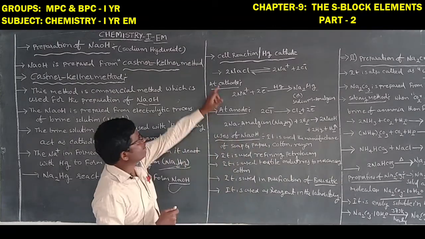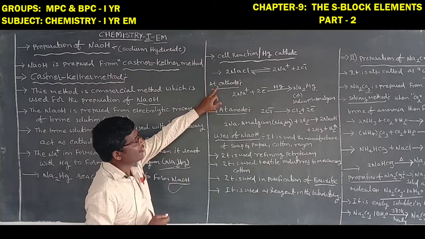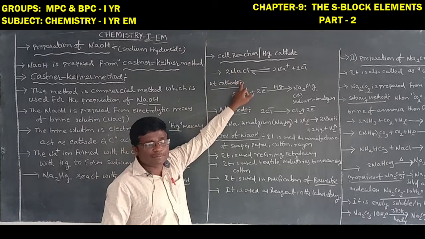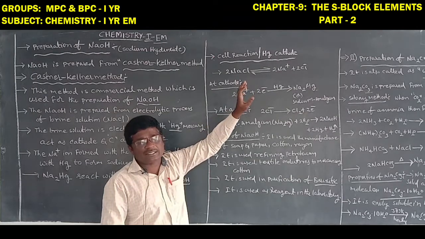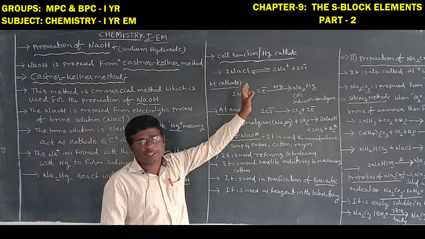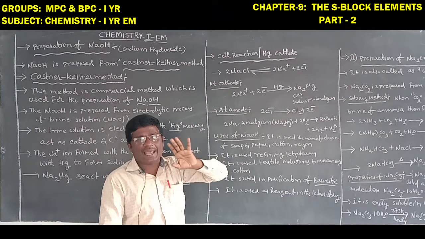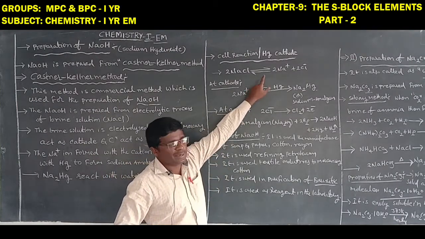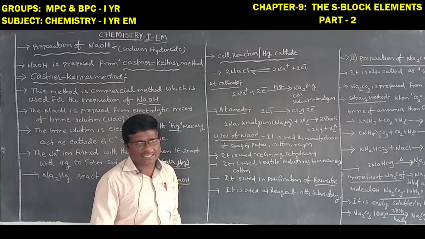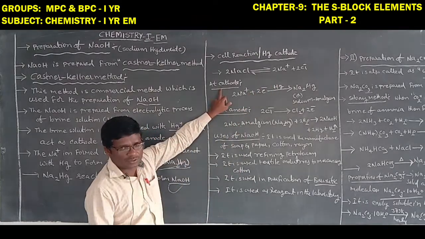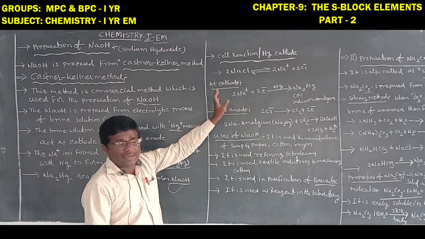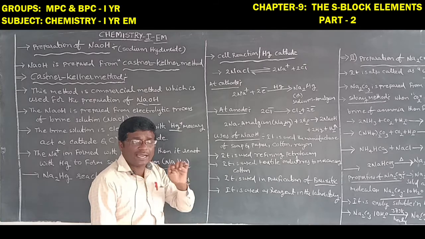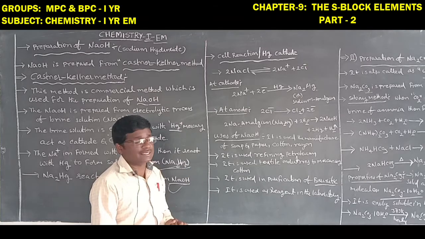In this Castner-Kellner method, the cell reaction with the mercury cathode is as follows. Sodium chloride, that is the brine solution, is electrolyzed. It ionizes to form two ions, the Na+ ion and the Cl- ion. Next, the brine solution is passed through the electrolytic cell, where mercury acts as the cathode and carbon acts as the anode.